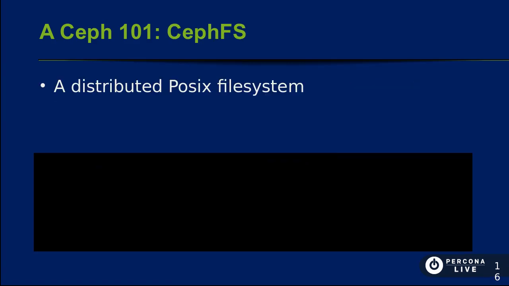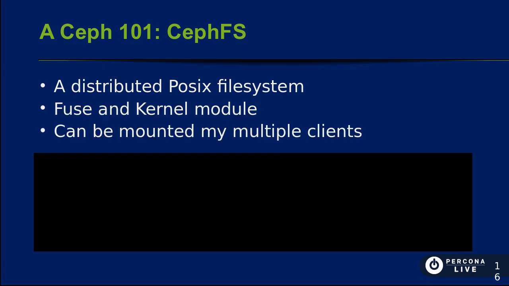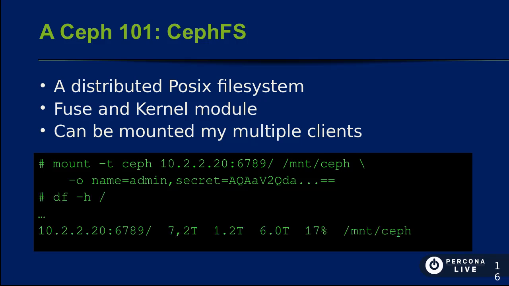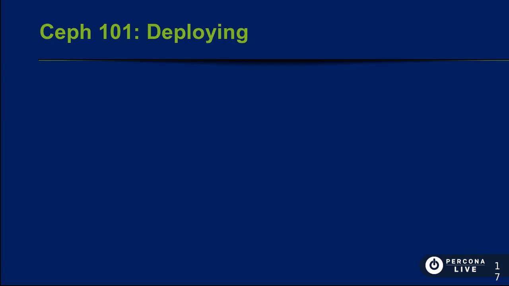CephFS, so I already mentioned, is a distributed file system with a FUSE and kernel module, and can be mounted on multiple clients. So basically, your mount will look like that. That's a copy-paste from my home server. I'm hiding three-quarters of the secret, and then you have the mount point there.